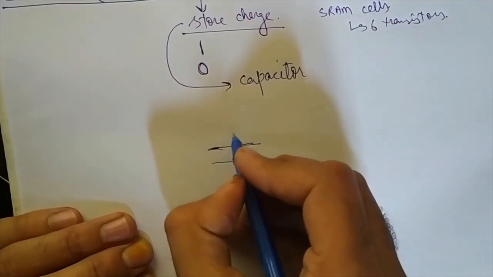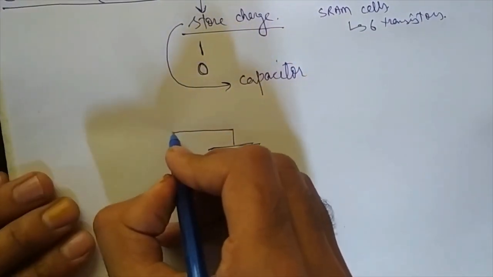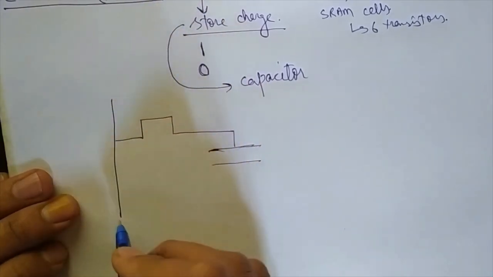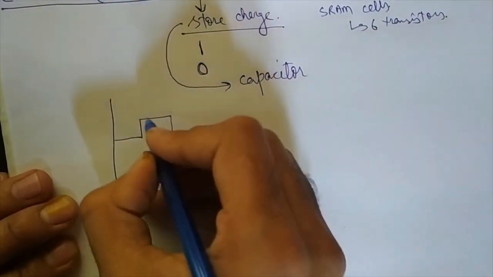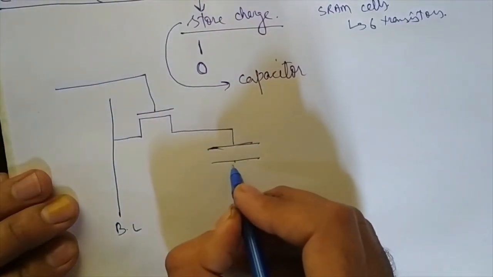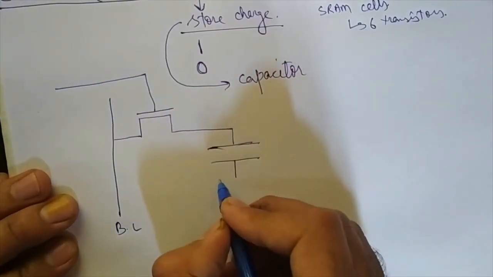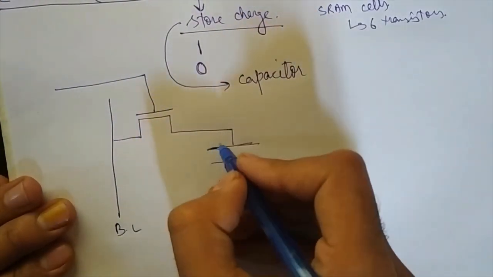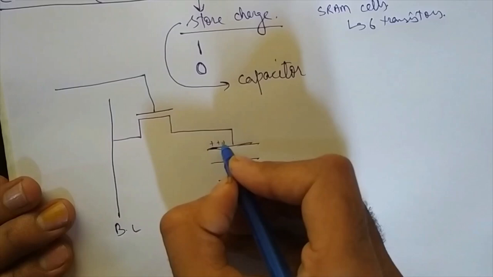And the capacitor is connected to a bit line using a switch, which is controlled by the word line. This is the switch, and the other terminal is connected to ground. So if it is storing charge, let's say it is storing a positive charge here.